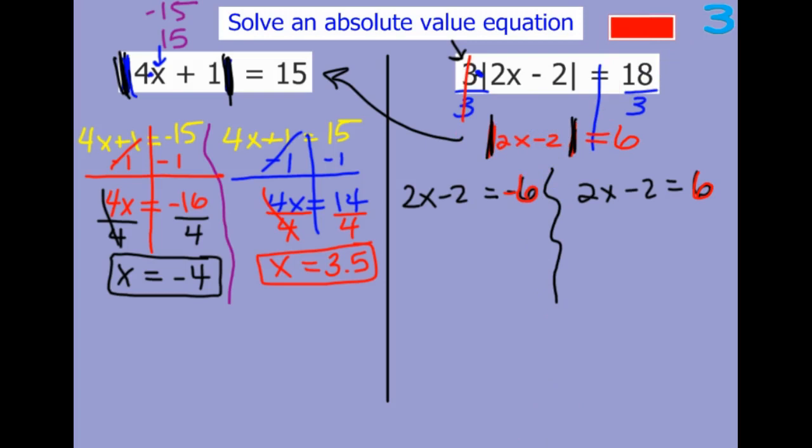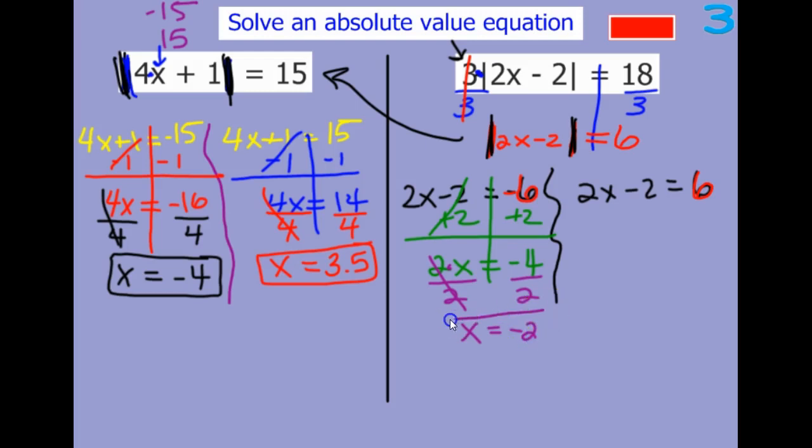So let's just solve both. Get rid of your negative 2 first. I'm going to add 2. We have 2x. And then negative 6 plus 2, there's more negatives. 6 minus 2 is 4, so it's negative 4. Then the opposite of multiplying by 2 is divide by 2. We get x equal to negative 4 divided by 2 is negative 2.